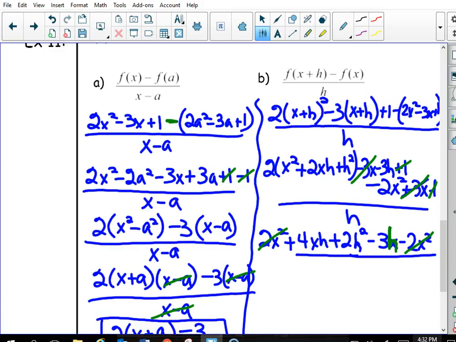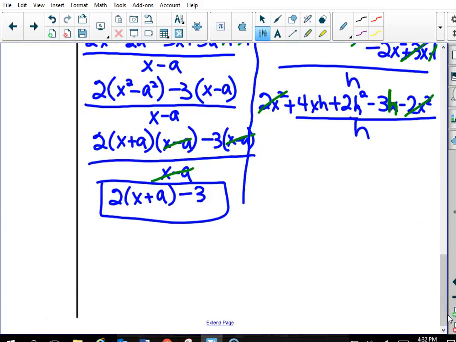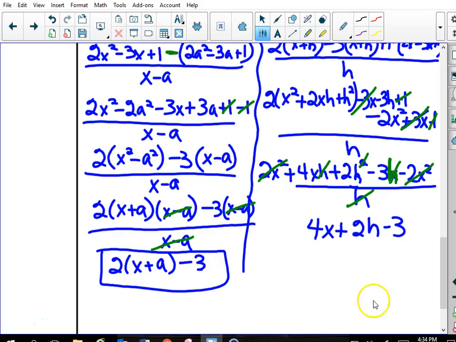Okay, that leaves me with all terms that have h in them. So what I'm going to do is cancel out my h's. I get that to cancel with that, one of those h's, and that one. So I get left over 4x plus 2h minus 3. And there's my last answer.